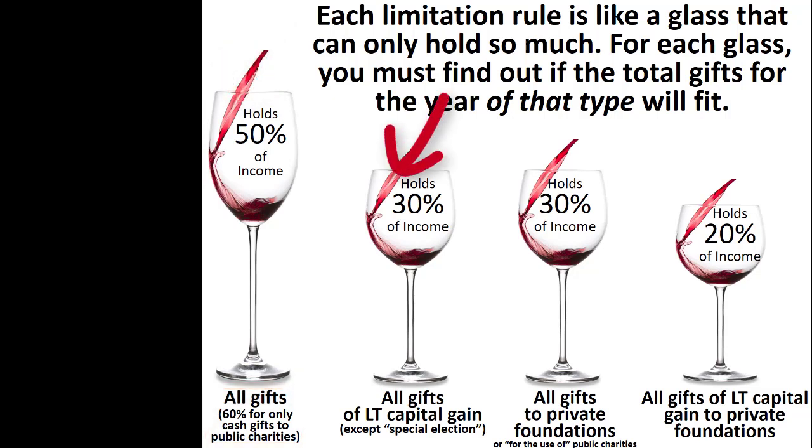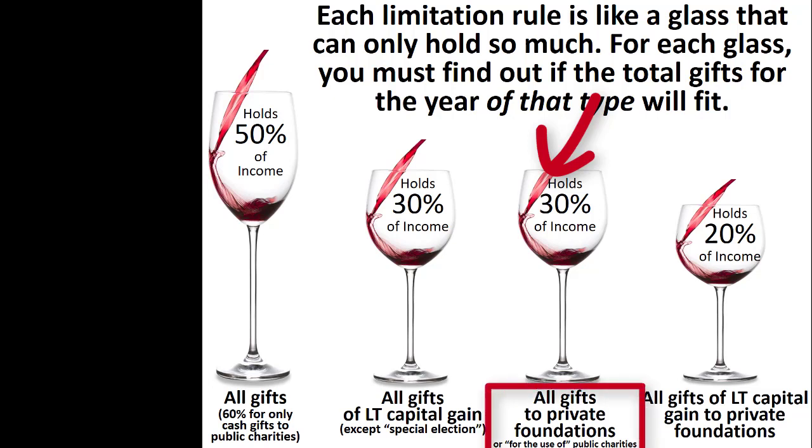The second glass can hold up to 30% of income. Into this glass, the donor must put all gifts of long-term capital gain, regardless of the recipient charity, excluding only capital gain for which a, quote, special election has been made. The third glass can hold up to 30% of income. Into this third glass, the donor must put all gifts to private foundations made during the year, as well as any gifts made, quote, for the use of public charities, usually meaning deductible gifts to a charitable lead trust or to a life insurance company to pay for charity-owned life insurance.